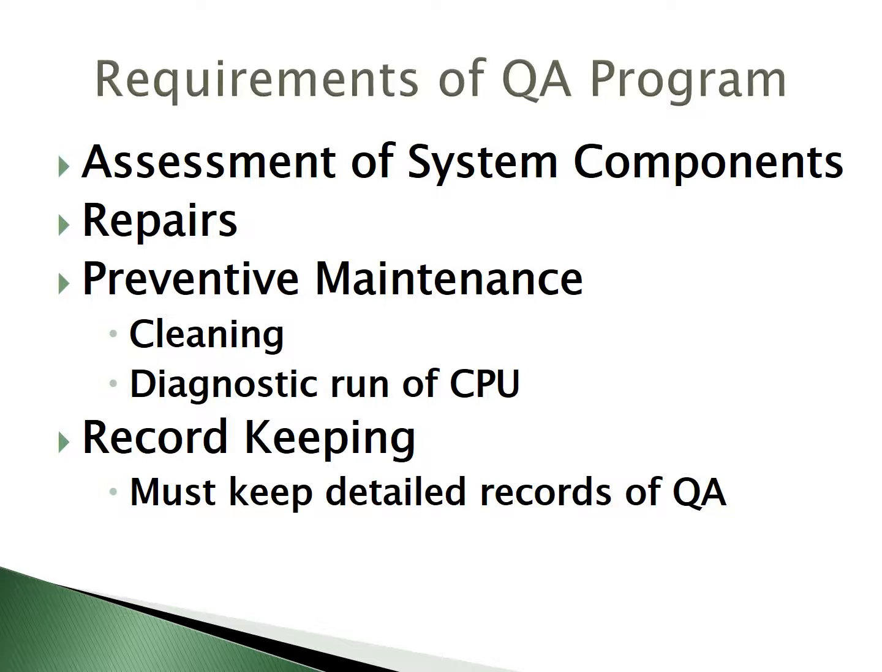After the assessment of the system components, if needed, then repairs should be done at that time. So oftentimes, maybe the TGC knobs get out of whack, maybe the mouse ball doesn't work very well. If that isn't working well, then we need to make repairs. During the quality assurance assessment, it'll also be a good time to do preventative maintenance on our machines.